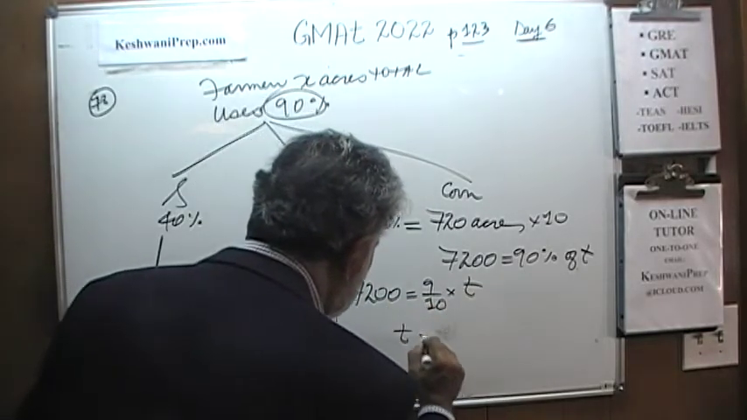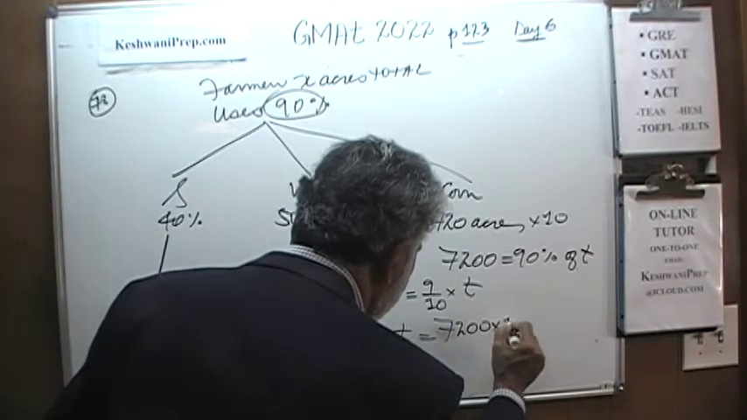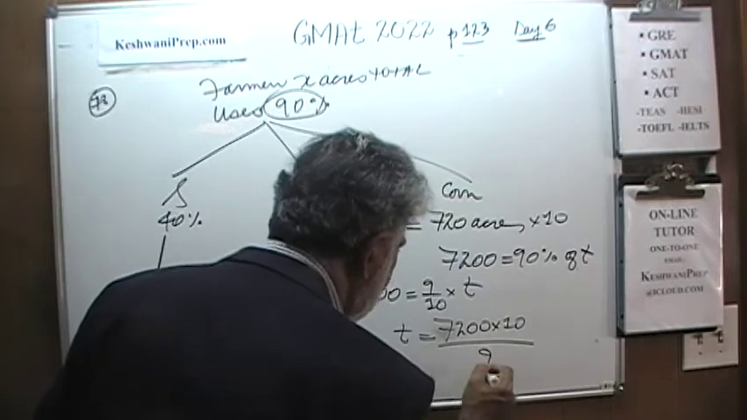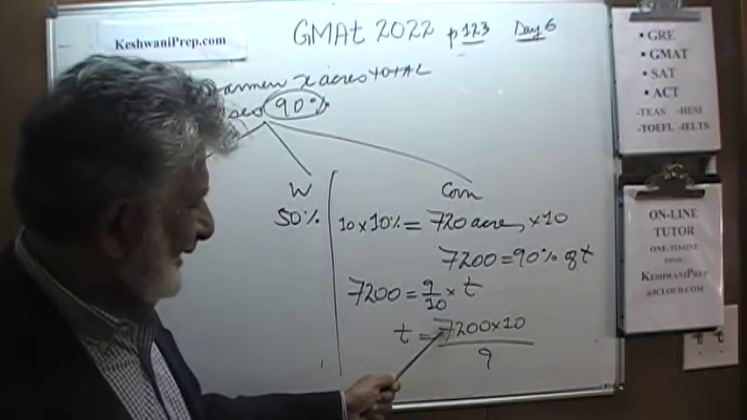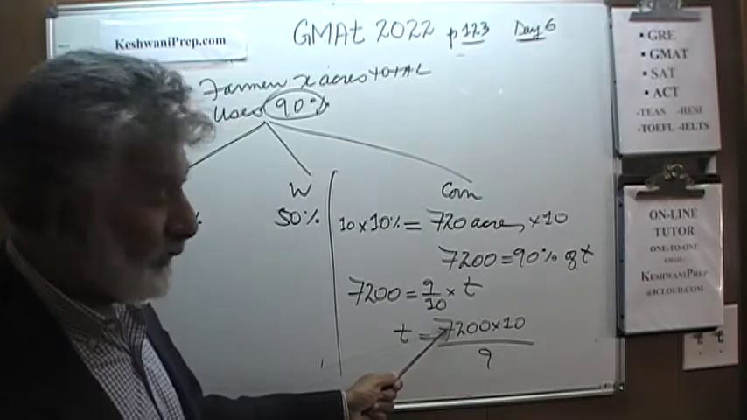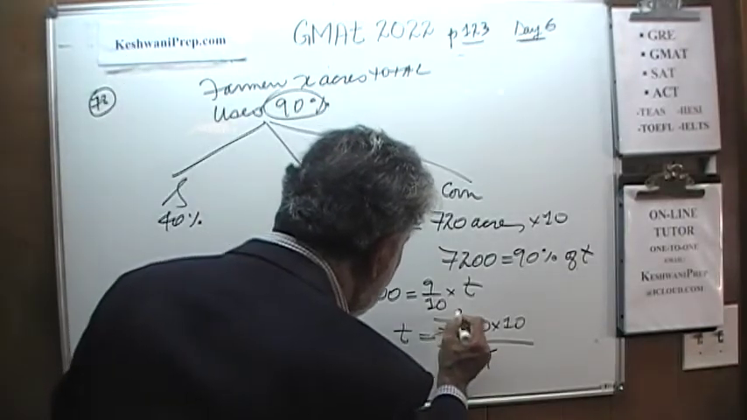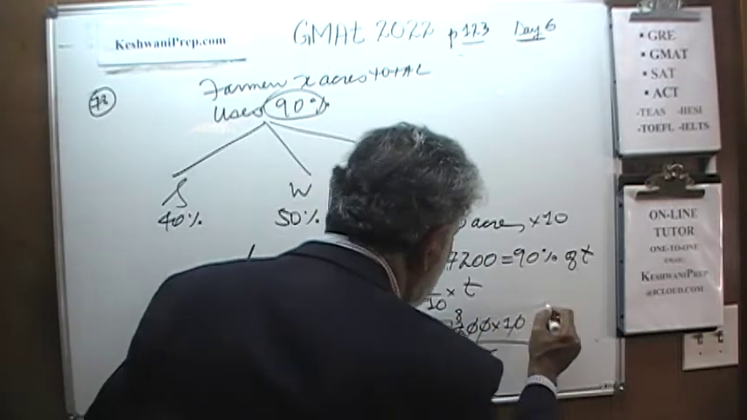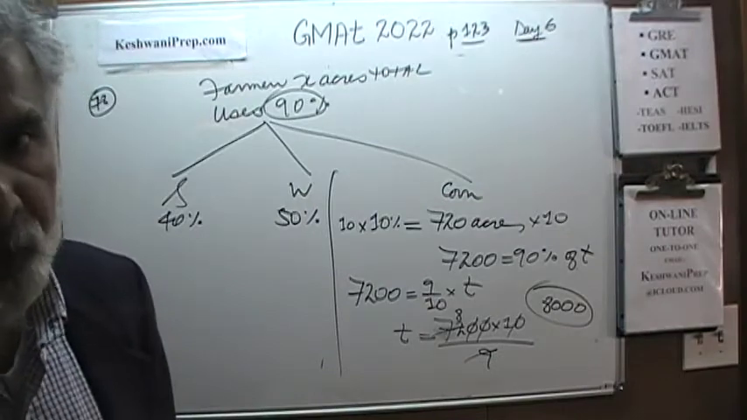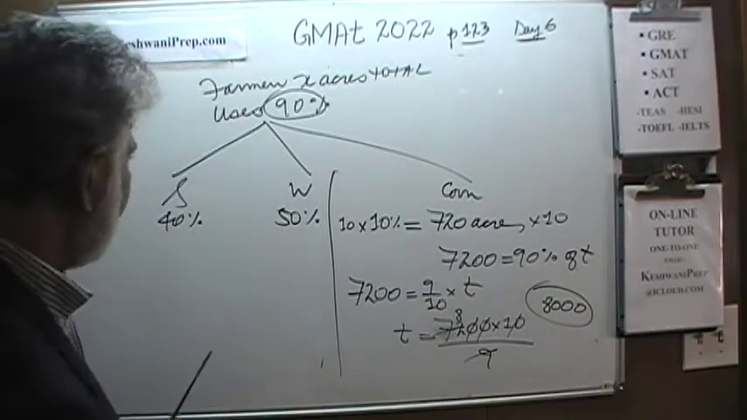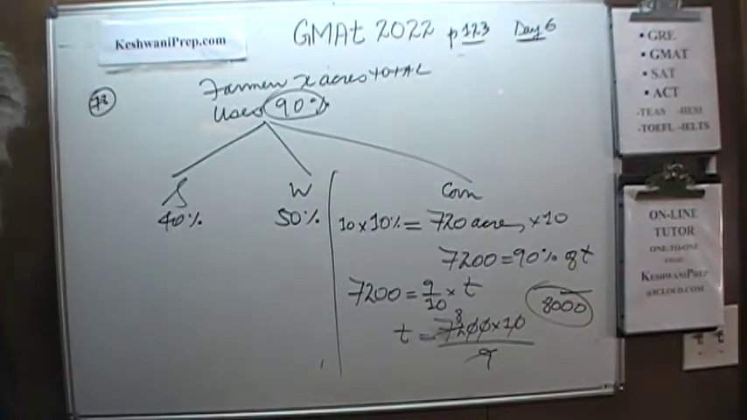Therefore, T must be 7,200 times 10 over 9. Divide top and bottom by 9. The 9 9's are 81. If 9 9's are 81, then 8 9's are 72. There you go. It goes into 8 times 8, 0, 0, 0, 8,000. He must have a total of 8,000 acres, which makes perfect sense. We must have 8,000 acres.